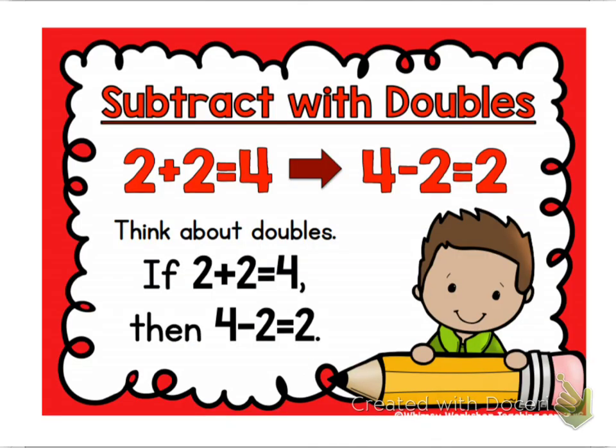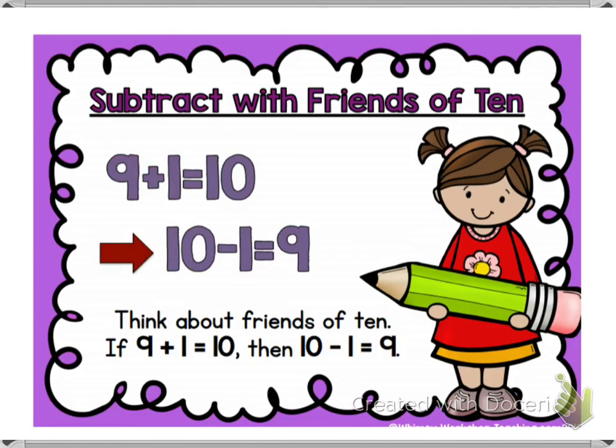Next one, you subtract with doubles. So if you know that 2 plus 2 equals 4, and you can think about your doubles, you can make that addition into a subtraction. You know that 4 minus 2 would be 2 left. So you can use that as well to help you. Another one is when you subtract with the friends of 10 or the 10 buddies. You know that 9 plus 1 equals 10, so that means you know that 10 minus 1 would also be 9, because we know those fact families from some of the lessons that we did earlier.